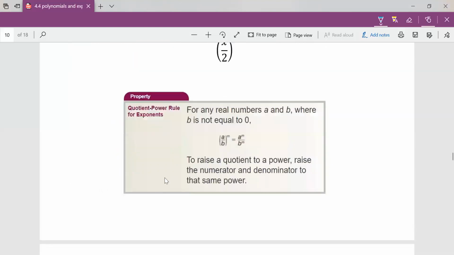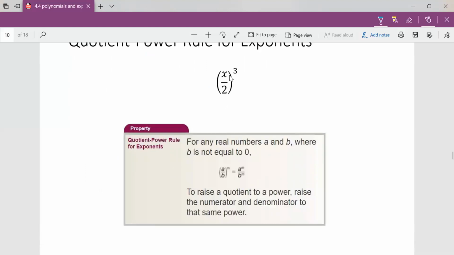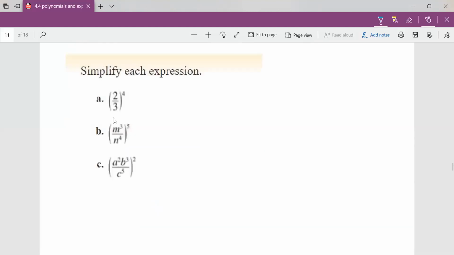Okay, and the power rule is going to work the same for quotients. So if I have x over 2 to the 3rd power, that's going to be x to the 3rd over 2 to the 3rd, which is x to the 3rd over 8. Okay, so we're just going to distribute the exponent into the quotient. All right, so let's try these.